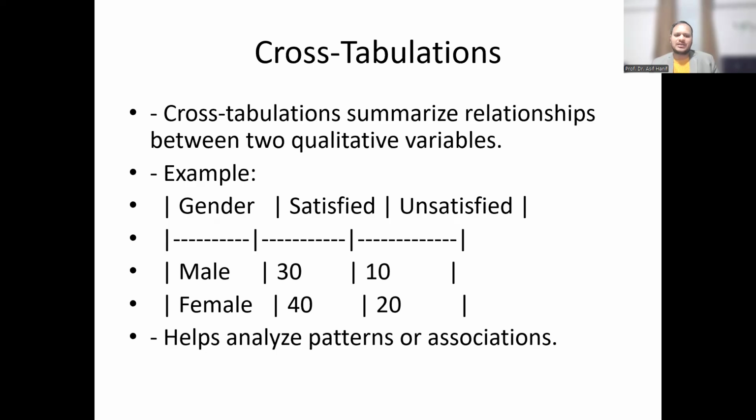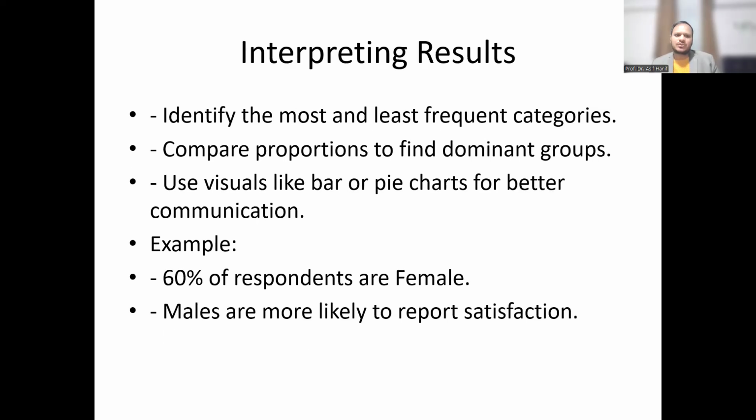If there are gender and satisfaction level, this is cross tabulation. In cross tabulation, there is always more than one variable involved, like gender and satisfaction level. It helps to analyze patterns or association. Remember, cross tabulation only helps to understand the association and link between more than one variable.